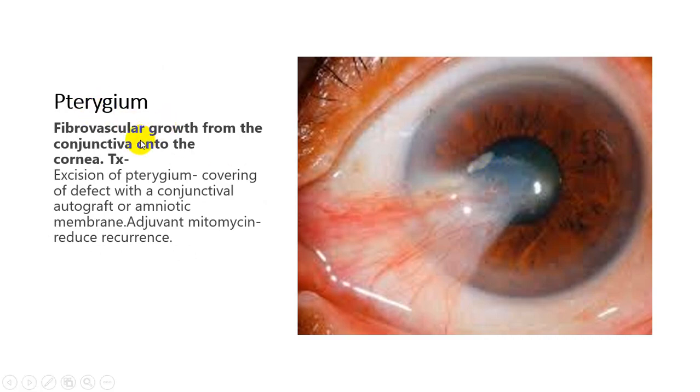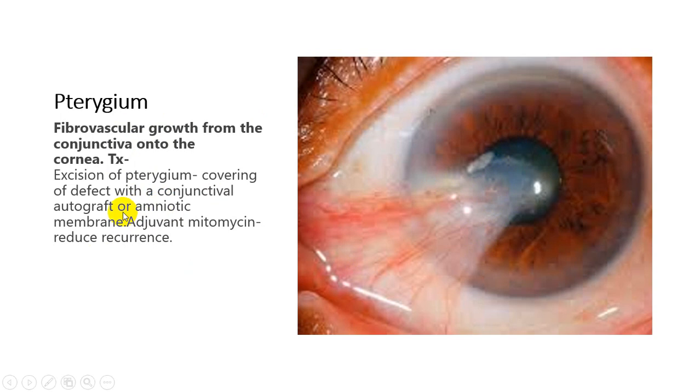And this is pterygium, a fibrovascular growth from the conjunctiva onto the cornea. Excision of the pterygium is needed if it is in the visual axis.